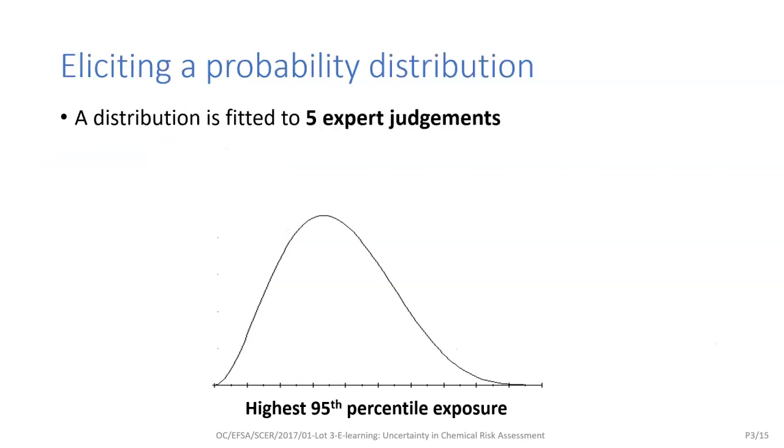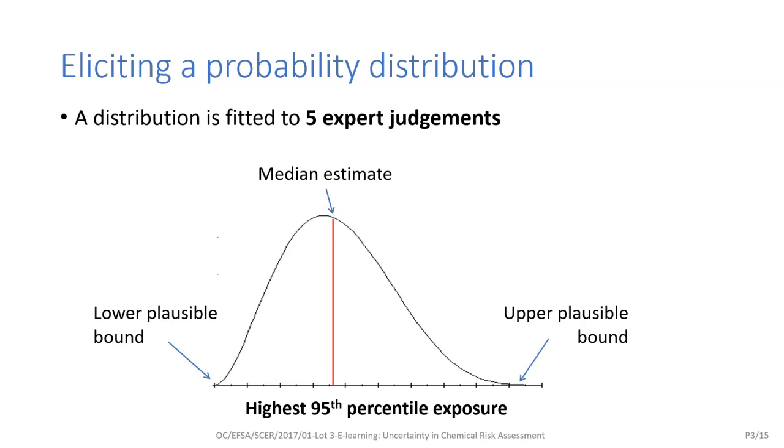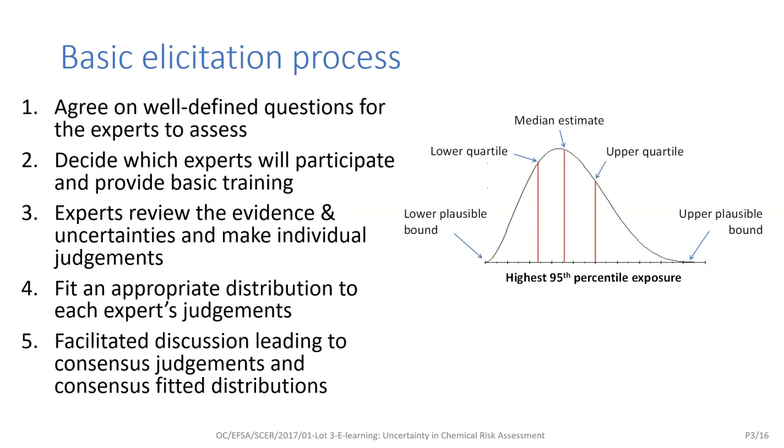We generally use 5 judgments to elicit a full distribution: the lower and upper plausible bounds, then the median, and finally the lower and upper quartiles. The judgments are done in that order to reduce the risk of bias, and they divide the expert's plausible range into 4 equally probable parts.